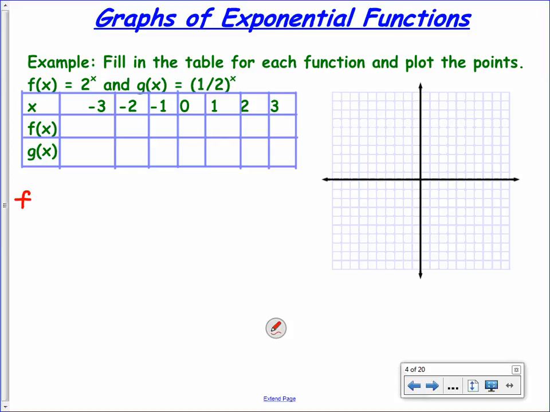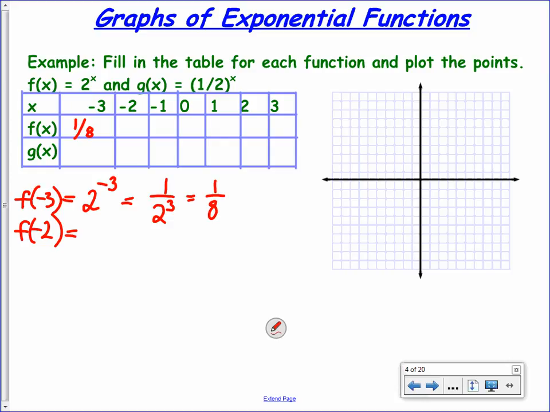We're going to start by finding f of -3, which means we're going to plug in -3 to our exponent. Remember, to get rid of a negative exponent, you flip it or find the reciprocal, and then 2 cubed is 8. So this would equal 1/8. Okay, let's find f of -2. Again, we're plugging in -2 to the exponent. To get rid of the negative exponent, we'll flip it, and then 2 squared is 4.